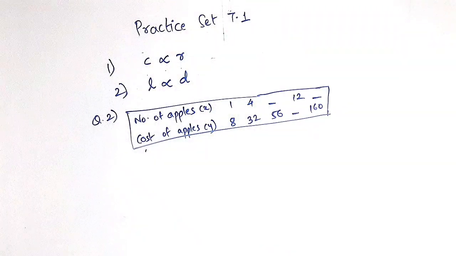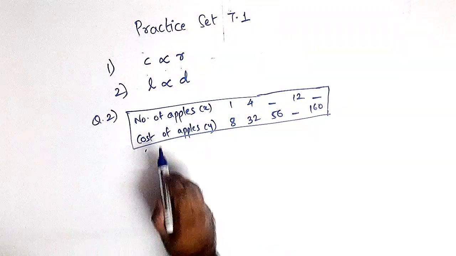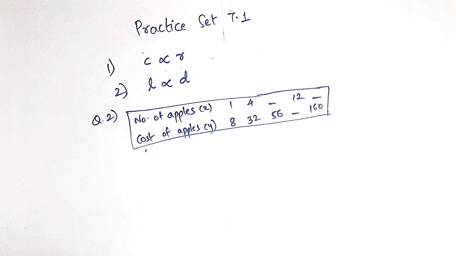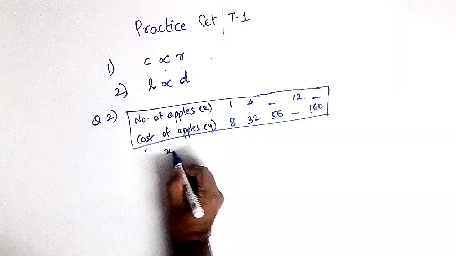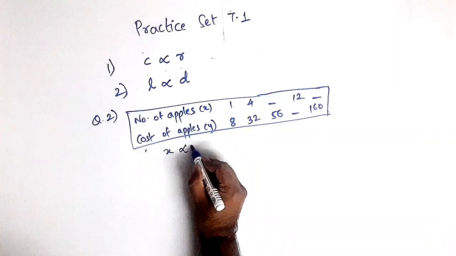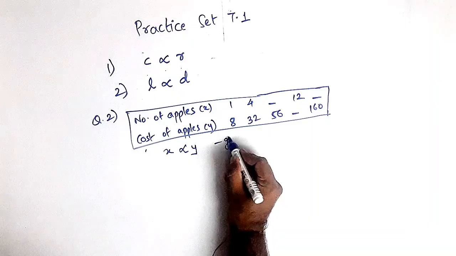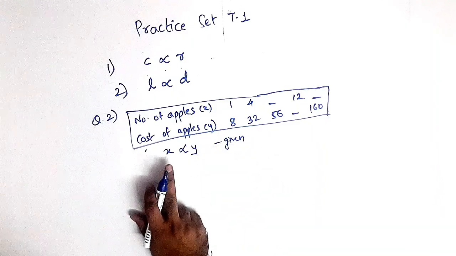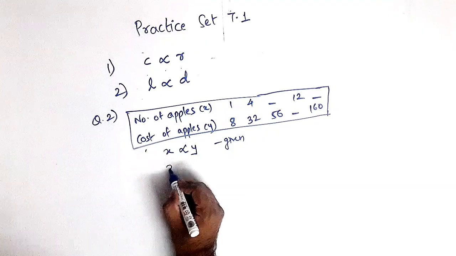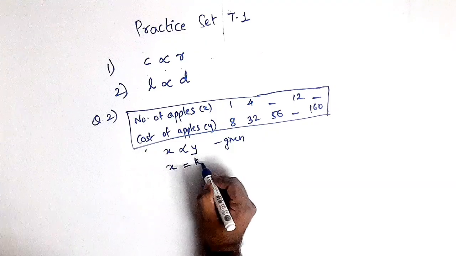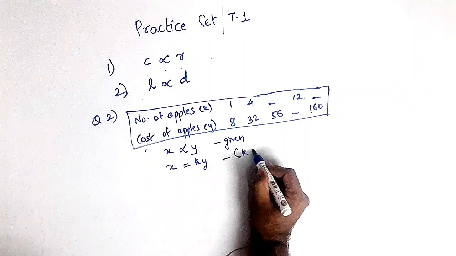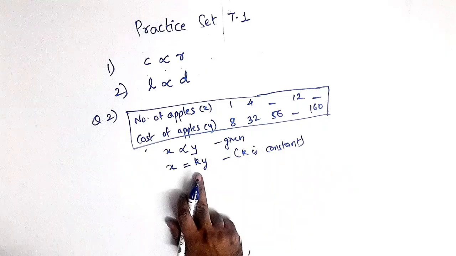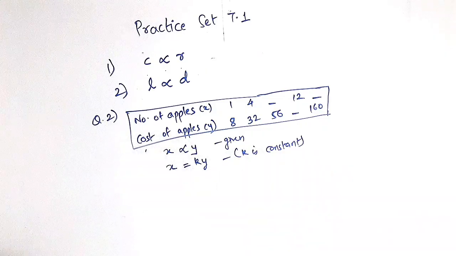So this is your table. Here it is given that the number of apples X is directly proportional to cost of apples. So X is directly proportional to Y. This is given. Now after this step, next step is fixed, that we take a constant X equals kY. K is a constant.